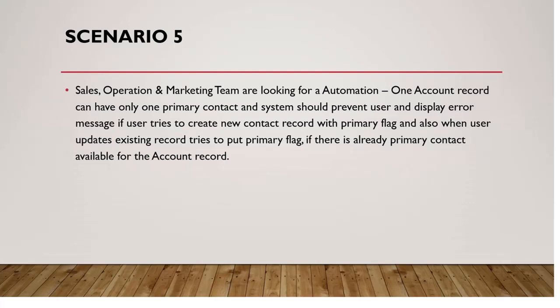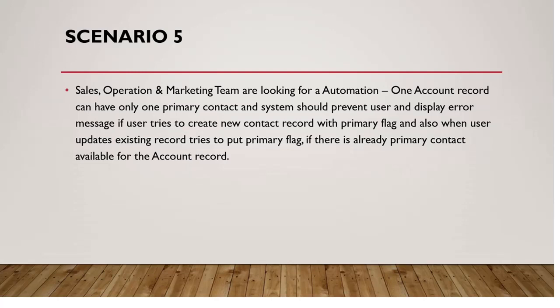Here, the sales, operations, and marketing teams are looking for automation. Basically, it is applicable to anyone using the account record and contact record. The scenario is that one account record can have only one primary contact, and the system should prevent the user and display an error message if the user tries to create a new contact record with the primary flag on it. Also, when a user updates existing records and tries to put the primary flag on it, the system should display an error message if there is already a primary contact available for the account record.